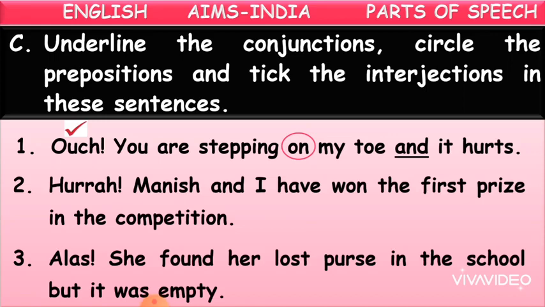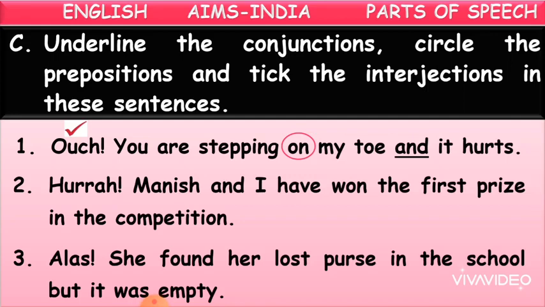The first sentence: Ouch, you are stepping on my toe and it hurts. Ouch. When do we give this sound? When we are in pain, when we get some pain. So we say, ouch, you are stepping on my toe and it hurts. So, ouch becomes our interjection, and on, because it is telling the relationship of a noun. Okay, you becomes the noun here. So on my toe.